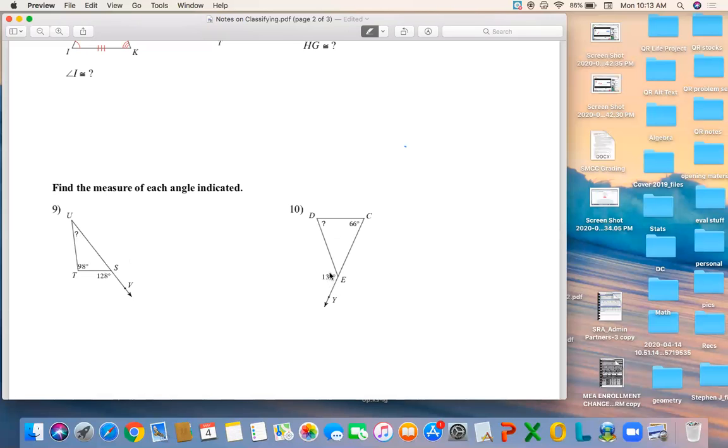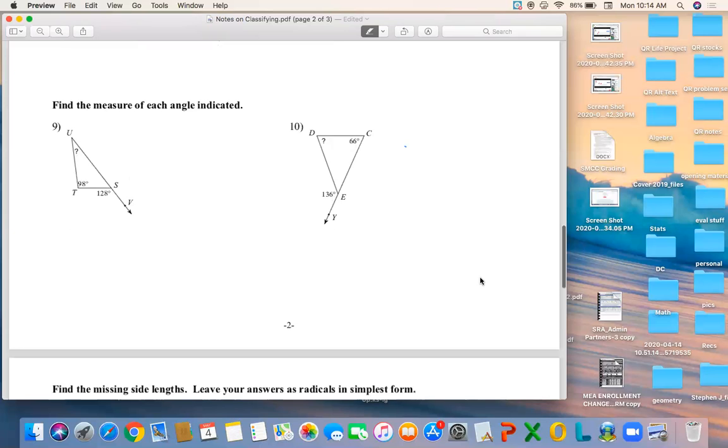Another example here, take this, subtract this. That angle is going to be 70. So this plus this has to equal this, exterior angles.